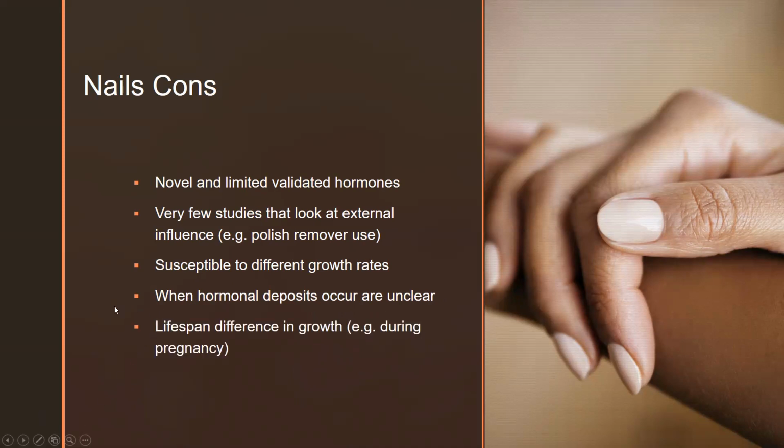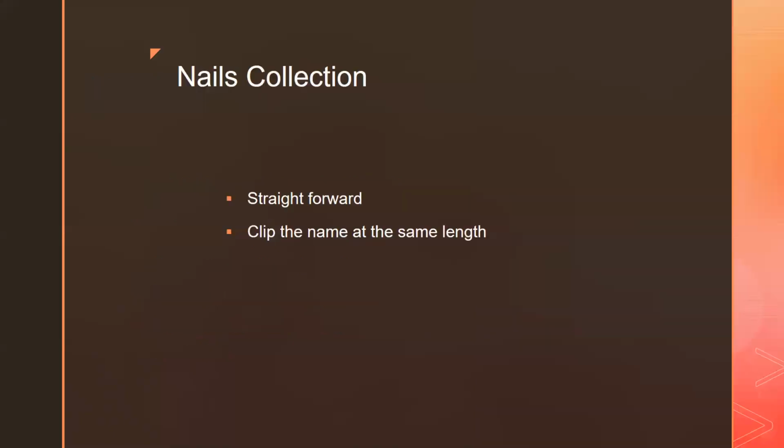Also, lifespan differences in growth. But again, you can also see this with hair. So think about differences in hair growth during pregnancy versus non-pregnancy, as well as nail growth during pregnancy. So you might see differences in growth rate depending on the population that you're looking at and what life stage they're in.